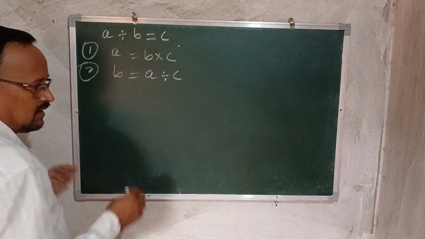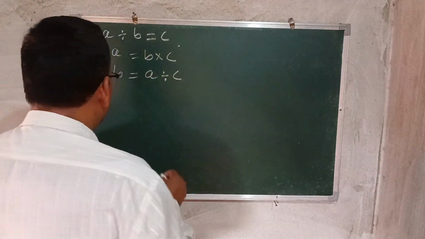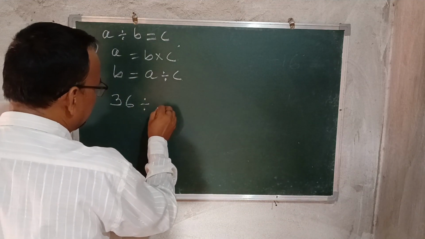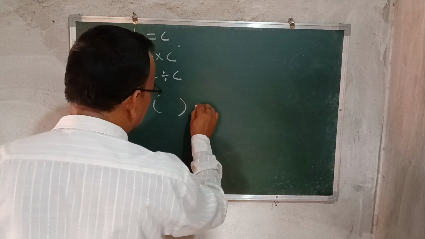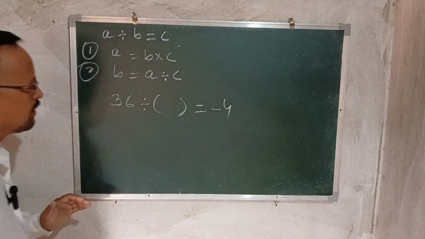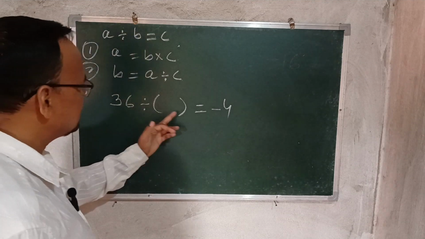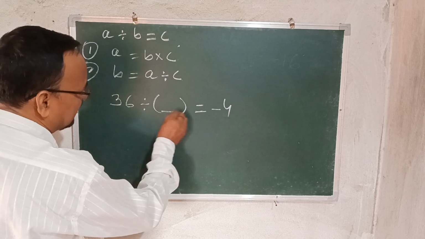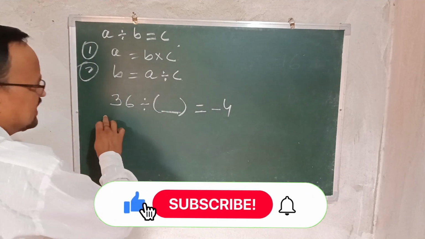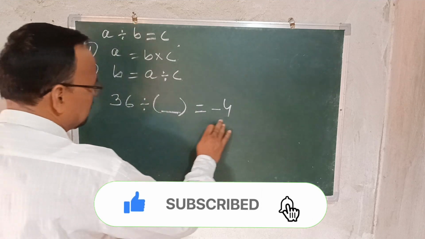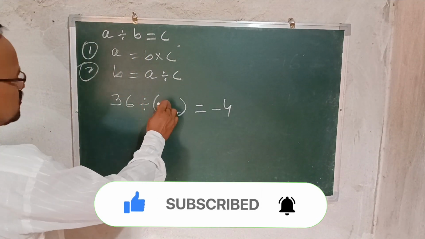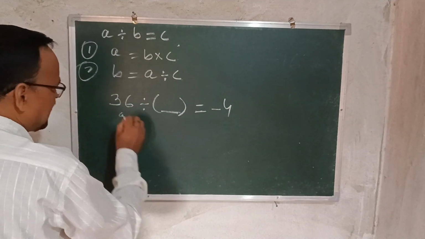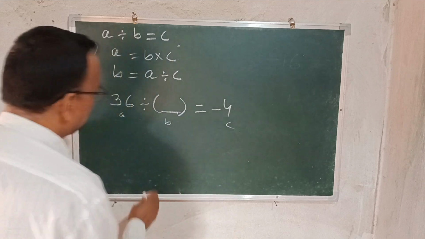So let us fill in the blanks that are given. 36 divided by dash is equal to minus 4. What integer will be in this blank so that this division statement will be completed? Assume this is the a term, this is the b term, and this is the c term. We have to find b.